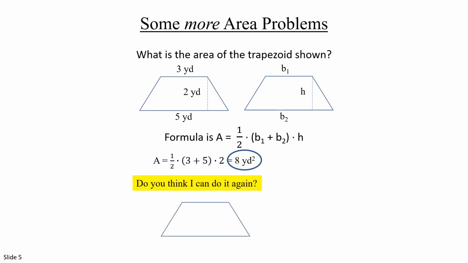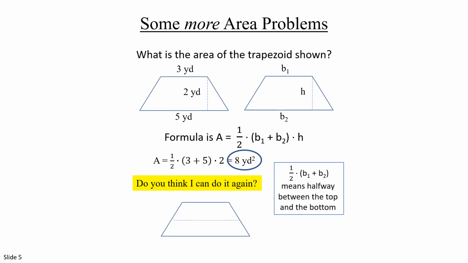Do you think I can do it again? Turn it into a square? Well, 1/2 base times height means halfway between the top and bottom. That's the dotted line. 1/2 (base 1 plus base 2). So it's the average of the two, so it'd be halfway between.